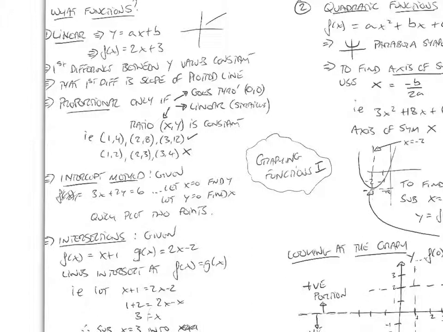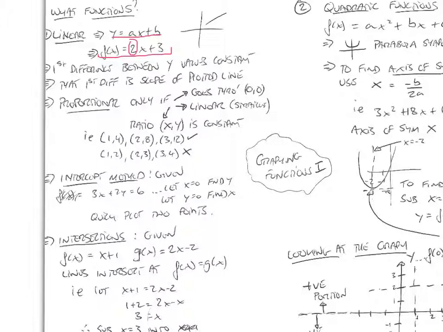Okay, so let's look at graphing functions. In the previous chapter we looked at functions, but now we're looking at graphing those functions. So what types of functions? We met linear functions, which are of the form y equals ax plus b, i.e. something like f of x equals 2x plus 3.